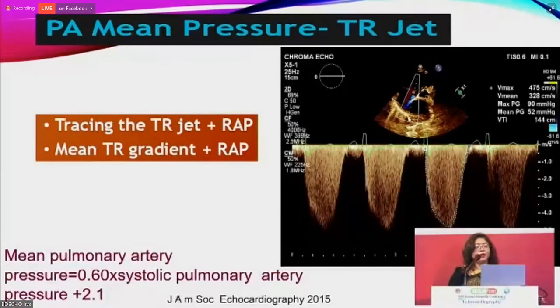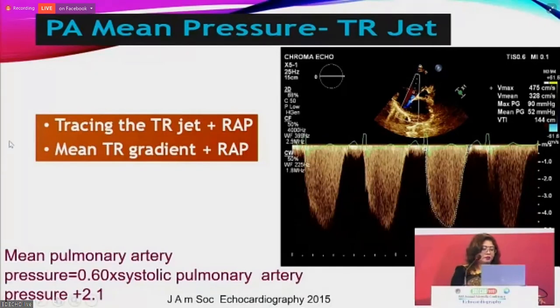And PA mean pressure can be located by tracing the TR jet. So if we trace the TR jet, we get the mean and peak pulmonary artery pressure. So here, see the mean and peak. And another one is mean TR gradient plus RA pressure. So if you take the gradient and add the RA pressure, you get the PSP.